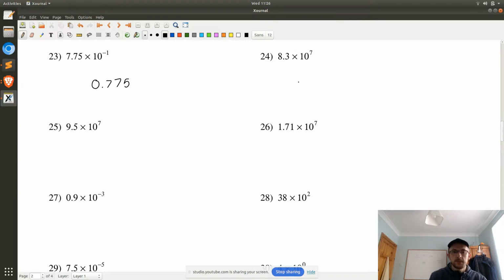And here, this will be times 10 million. So it will be 83 million. This by 10 million is 95 million. And this is not 10 million, but 17,100,000.